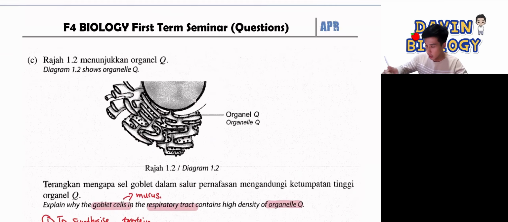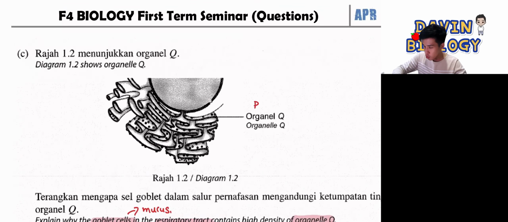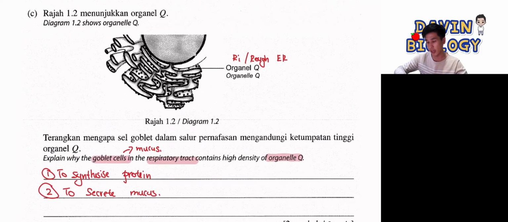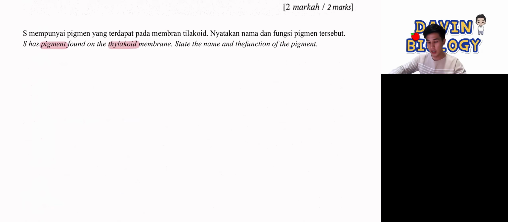Organelle Q. Q is actually pointing at the ribosome, or rough ER. But rough ER is transport protein, so that's not really suitable for the explanation here. So we just say it helps to synthesize protein, so the protein can be used to make mucus. Okay. Now back to this question.